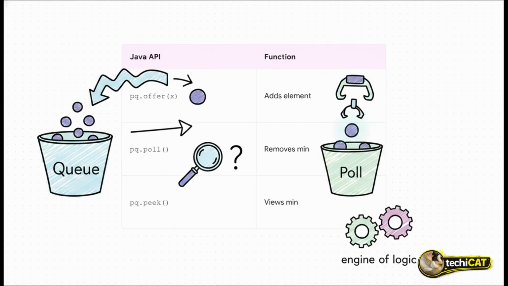When you want to add an element into the queue and just let it sort itself out, you use pq.offer. Easy. Then, when you're ready to process the most urgent item, meaning you want to actually remove the minimum value and return it to use in your logic, you call pq.poll. And if you just want to look at the minimum value without actually removing it from the queue, you simply use pq.peek. Offer, poll, and peek. That's the whole engine right there.